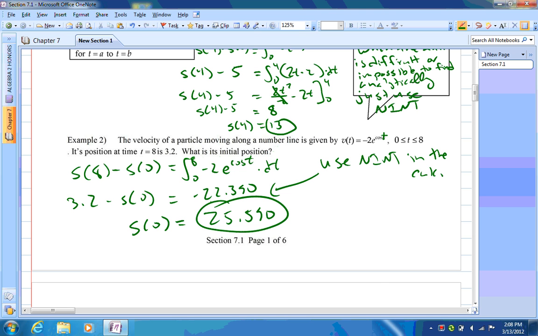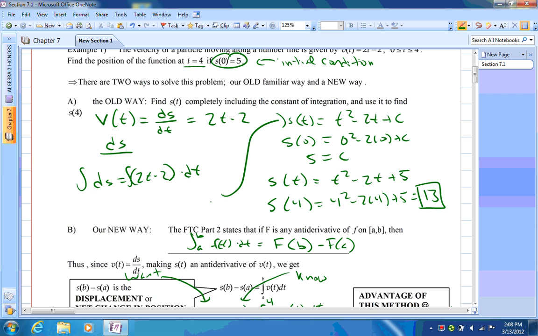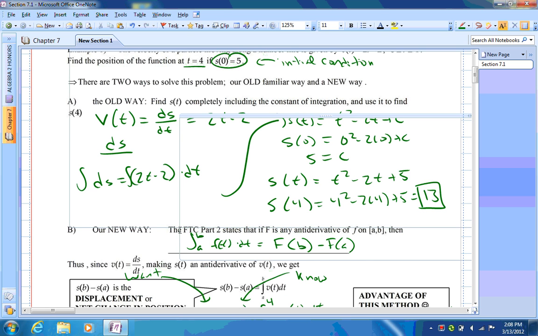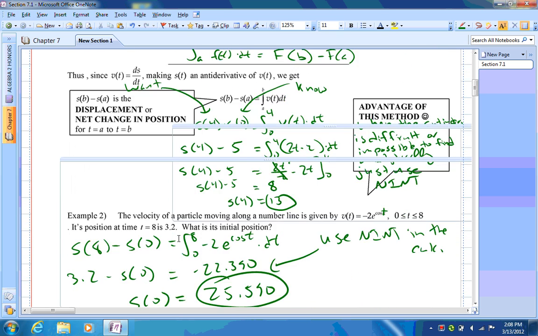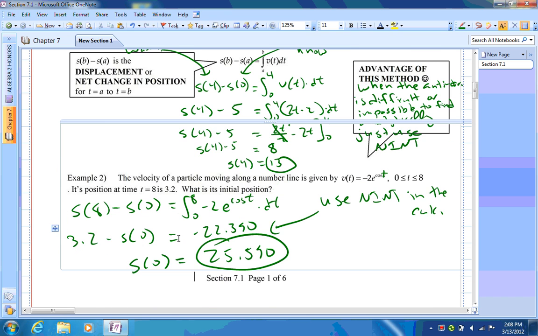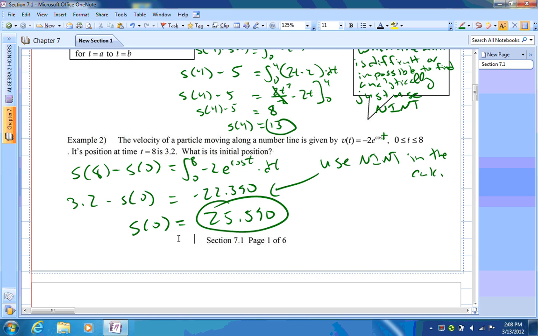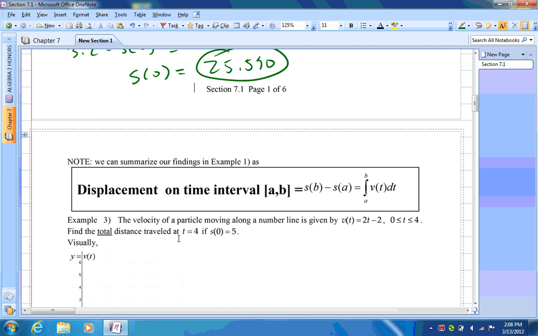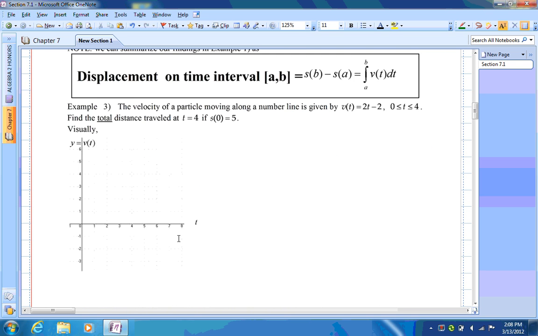So hopefully you can see the power of this method, that you could do it the first way, just by separating ds and dt, and then taking the antiderivative of both sides, or utilizing the fundamental theorem of calculus, you can figure out what the position is going to be at a particular time. So the second way is a little bit more powerful. Let's look at another example.